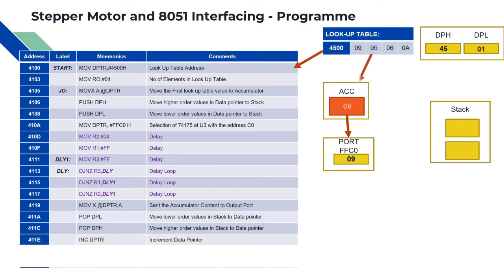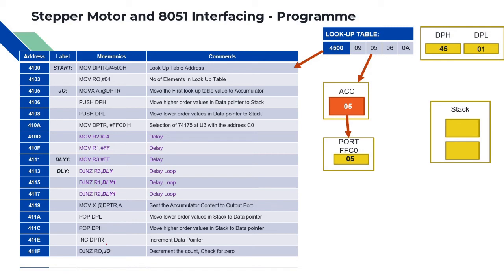Since you need the second data, you are incrementing the DPTR. The value was 4500. Now you have incremented the value to 01 because you want to fetch the second value. So I have incremented DPTR, right, which will help me to get the data into my port, right?